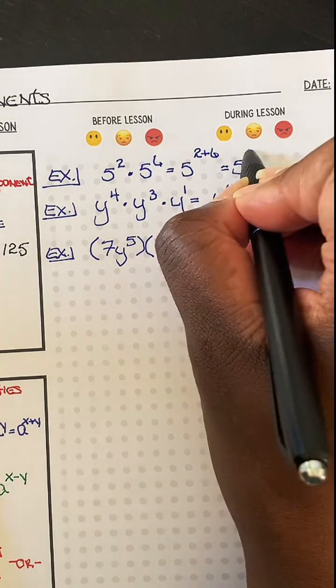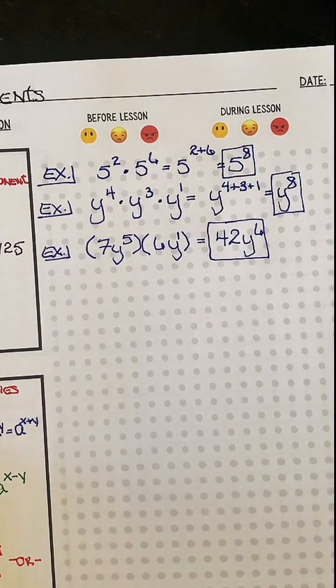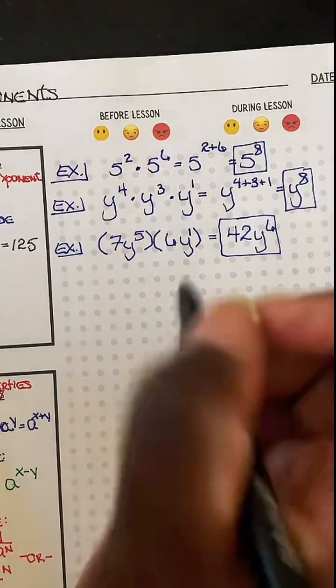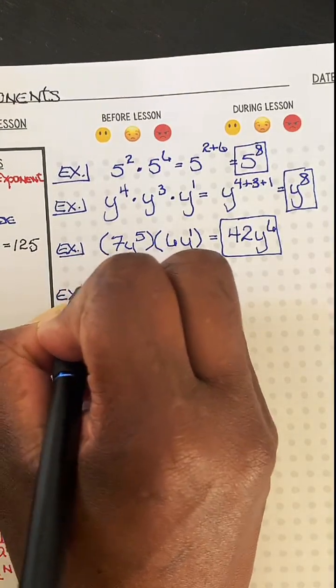So regardless if they're using the dot or they're using parentheses, you're doing the same exact thing. Okay, last one, and then we'll move to the next section.